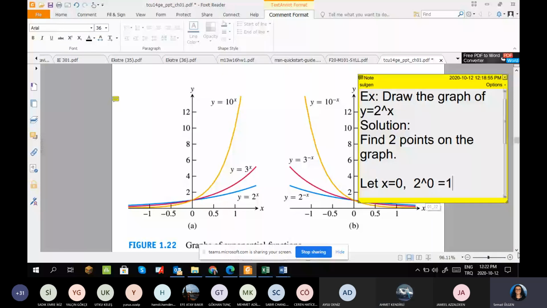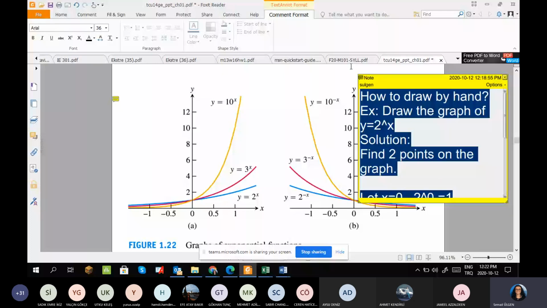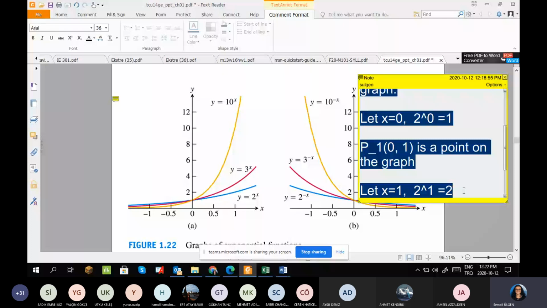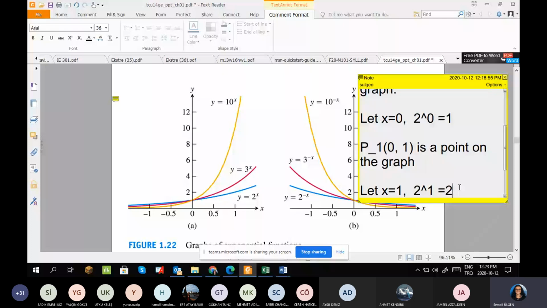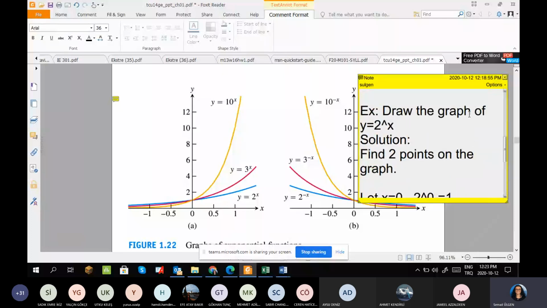Let me give you another one like this. I'm going to copy paste just to save some time. Draw the graph of y equal to 1 over 3 raised to the power x. How would you draw the graph of that?